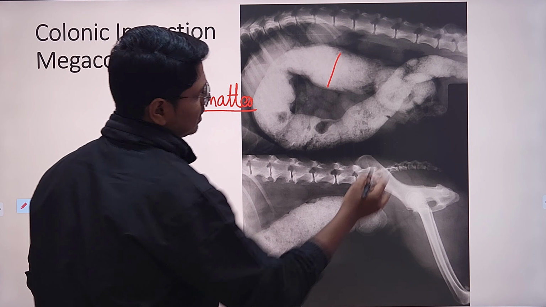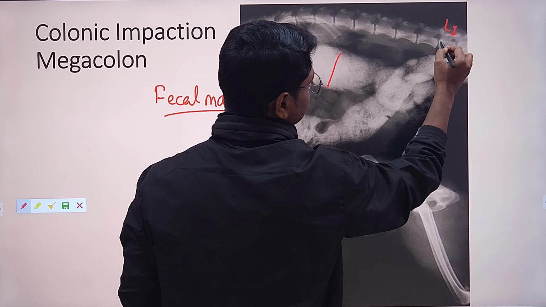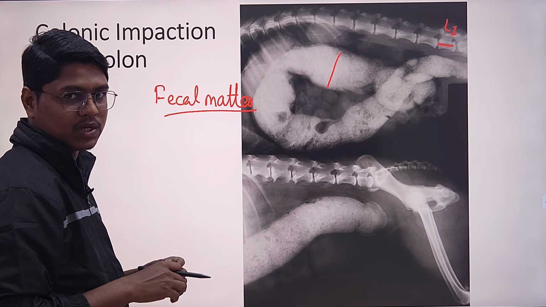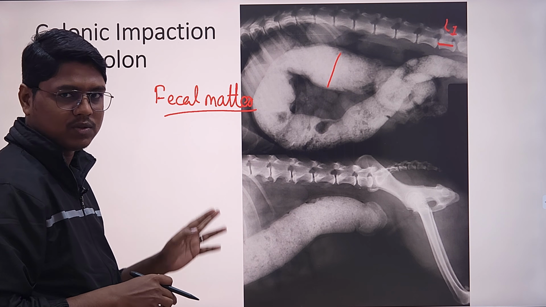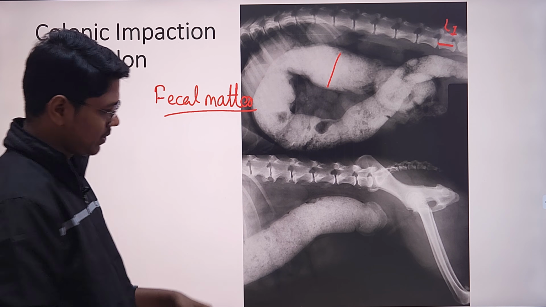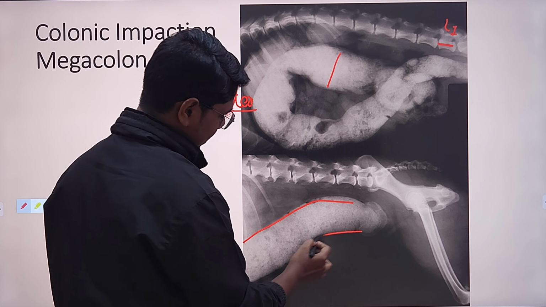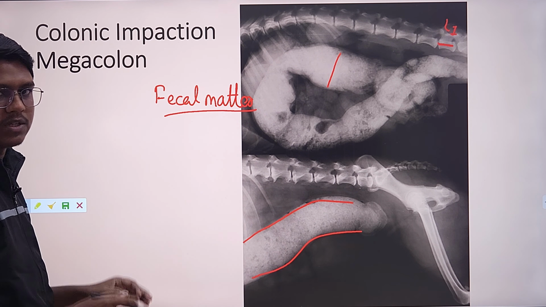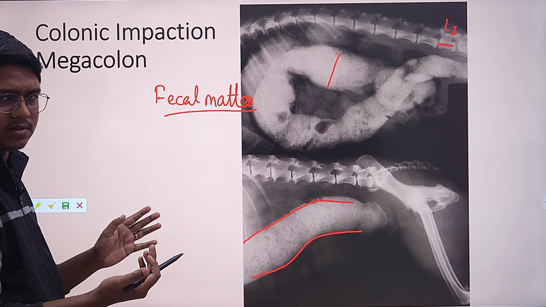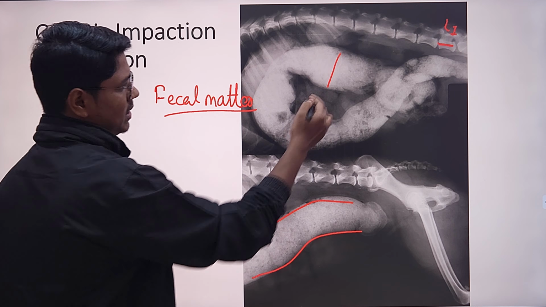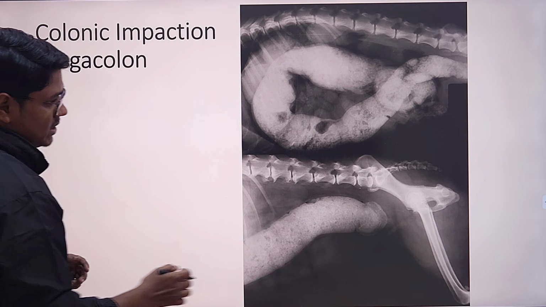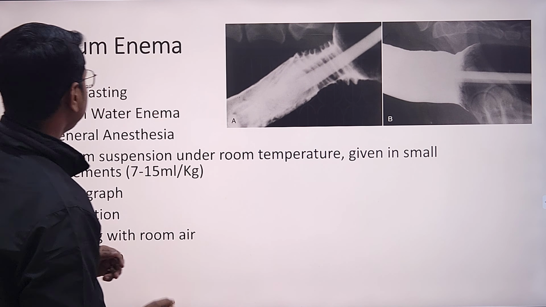This is a case of dog. This is L7. This is the length, you can clearly see it is nearly triple. So this is a case of megacolon, the generalized term being colonic impaction. This is also a case of colonic impaction. The first characteristic you can diagnose from is the diameter. Second is the increased radio opacity of the fecal matter present inside the colon.